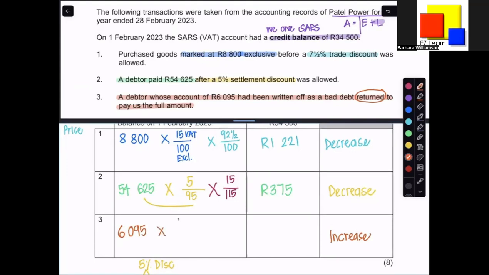Obviously, we'll say times 15 because we're looking for the VAT over, again, this was an amount that was owed by a debtor, and therefore it would have been inclusive. And so we'll put it over 115 because it's the inclusive amount. That will then give us 795. And you're done.